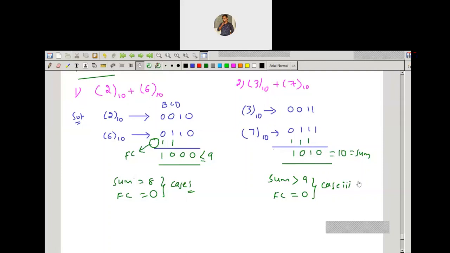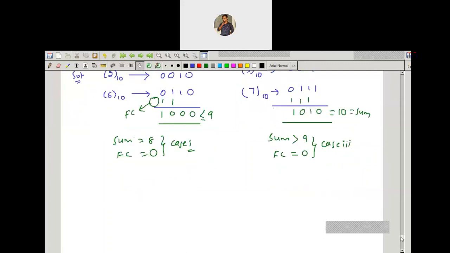In this case, what we need to do? We need to add 6 to the obtained answer. What is the obtained answer? 1010 is the obtained answer. You have to add 6. What is 6? 0110.